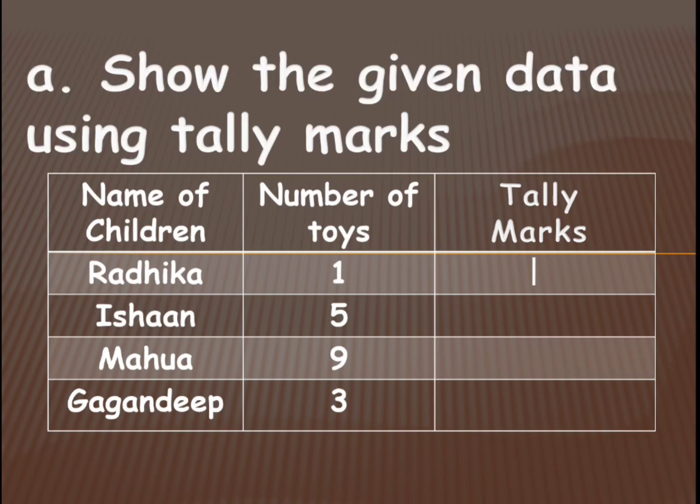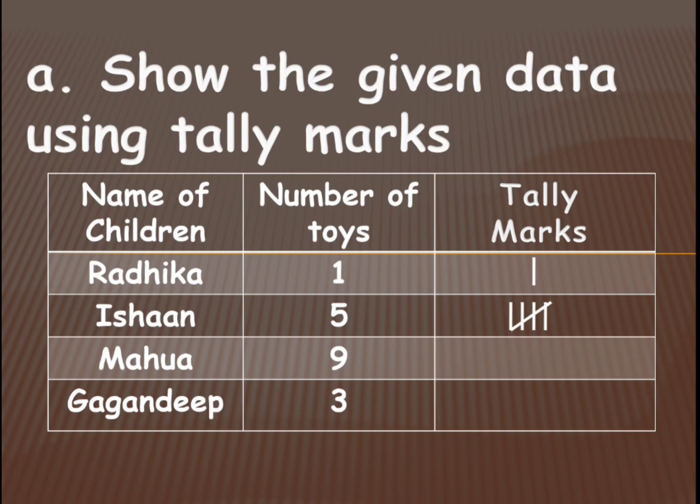Now Ishan has five toys, isn't it, children? That means we have to draw five lines. But let's see how we have to draw five lines. So 1, 2, 3, 4. We have drawn four lines. Now we have to draw one more line, isn't it, children? So to show the fifth line, we will cross out the four lines which we have drawn already, which represents 5. Why are we doing this?